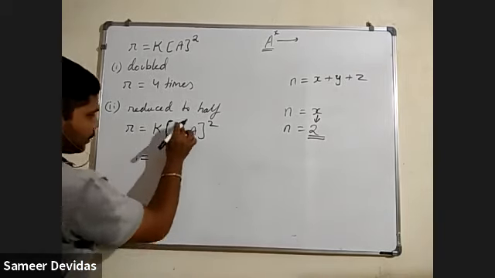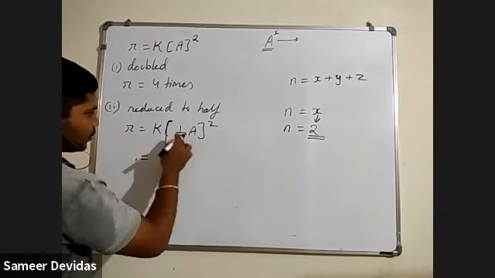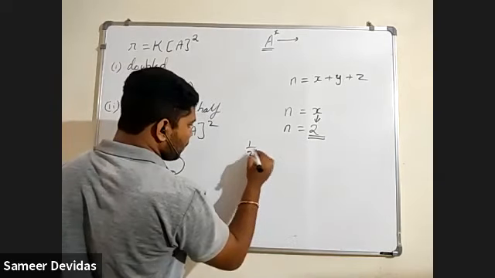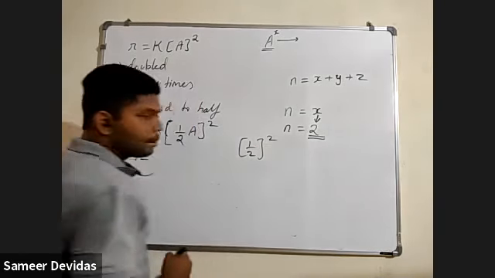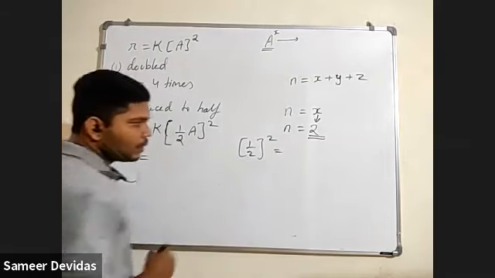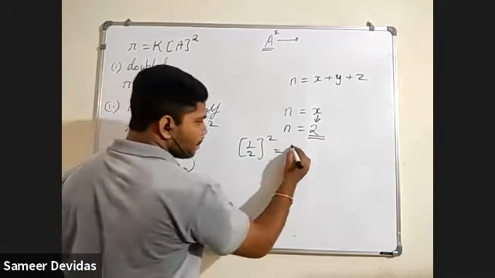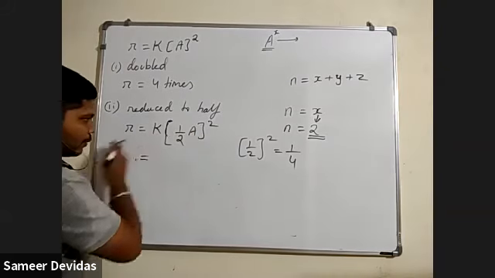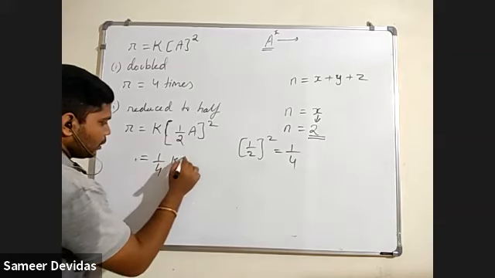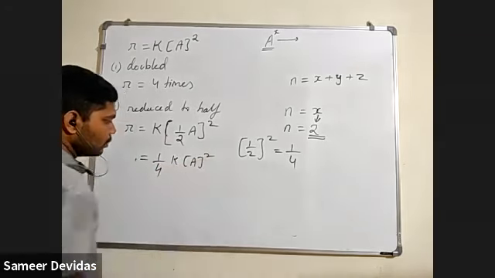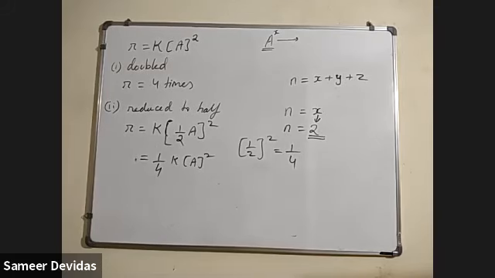Now if you want to remove the numbers outside the bracket, how are you going to write this? 1/4, sir. Yes. If you remove the half outside the bracket, it will become 1/4, and A raised to 2. So 1/4 is the decrease. Any difficulty, students? No, sir. Okay, good, very good.